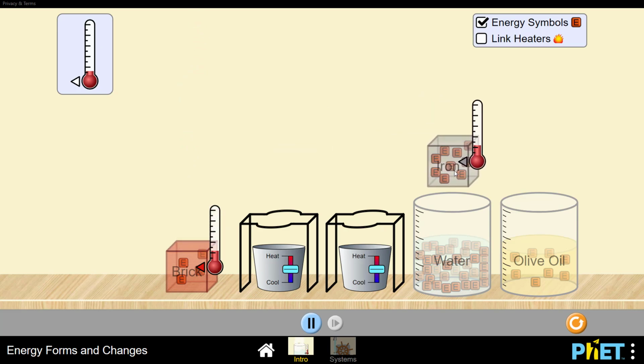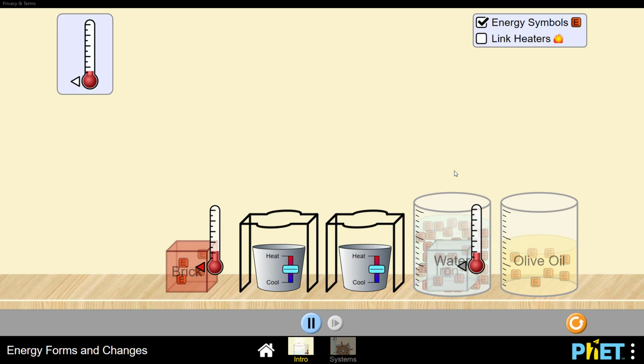What happens if we drop it in here? Now you can see most of it fly out of the iron into the water, because the water was at a lower temperature. So that's heat. Heat is this general transfer.